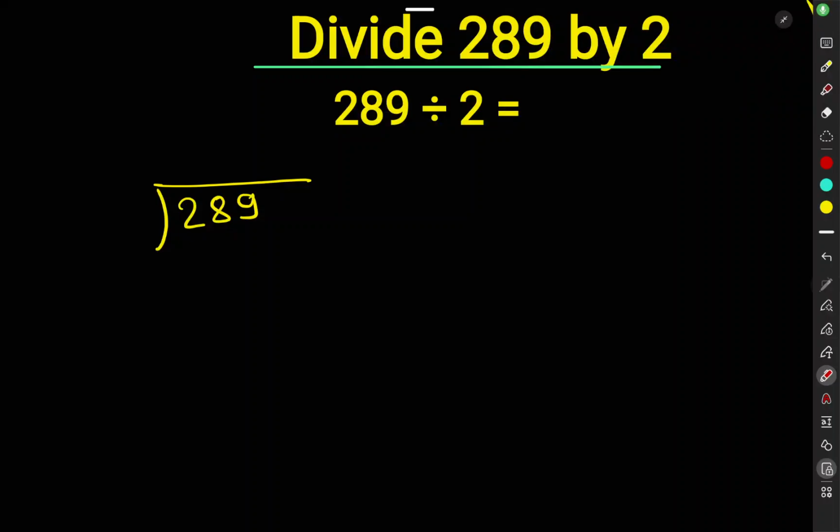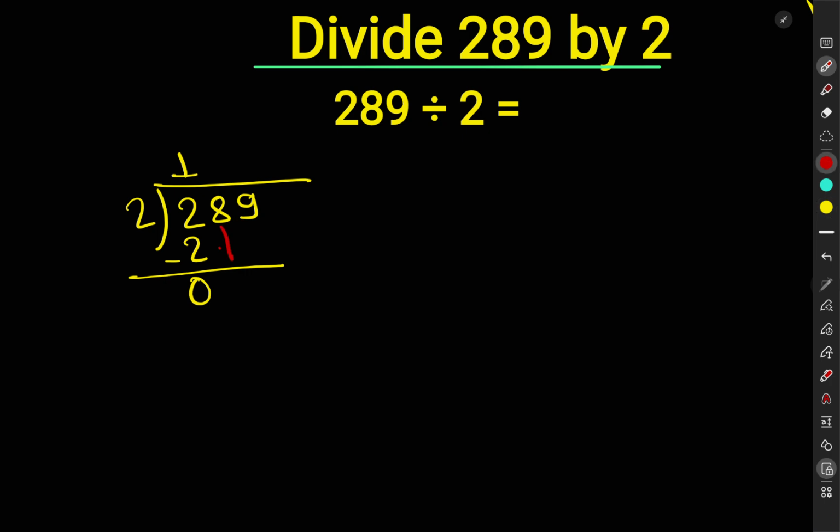Here we divide 289 by 2 in long division method. So 2 times 1 means 2. On subtracting we get 0.